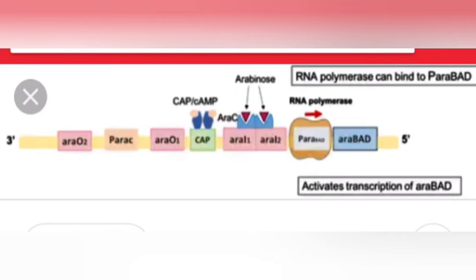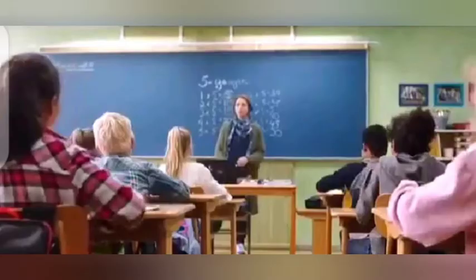However, the binding of catabolite activator protein cyclic AMP complex is responsible for breaking the DNA loop between ARA-I1 and ARA-O2, thus allowing the regulatory gene product to bind to ARA-I2. This thus allows RNA polymerase to bind to the structural gene's promoter, and therefore transcription of the structural genes occurs.